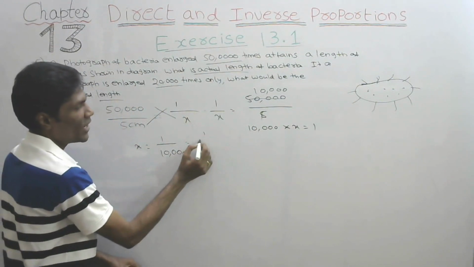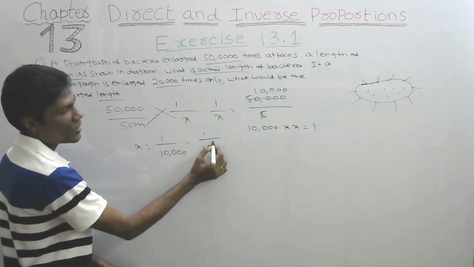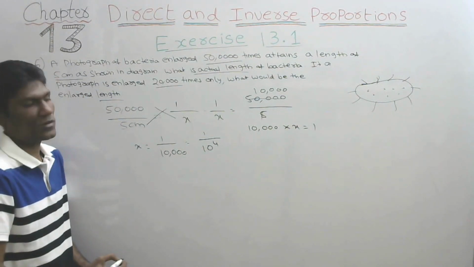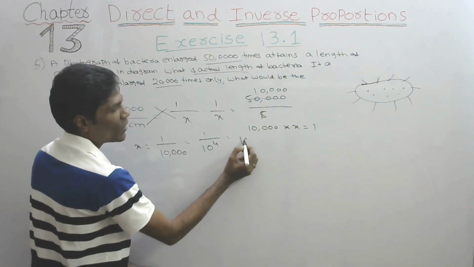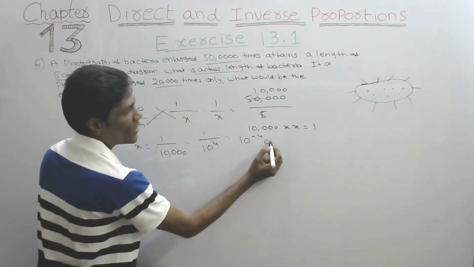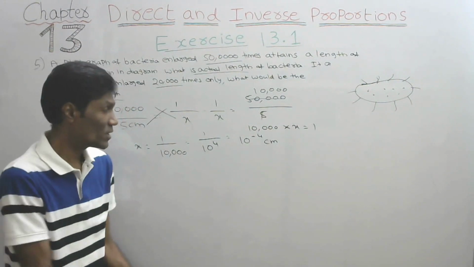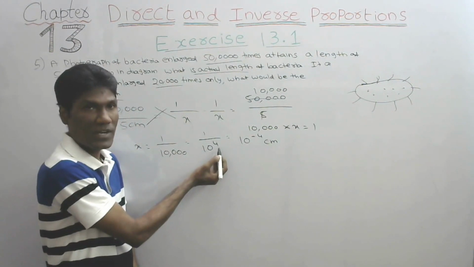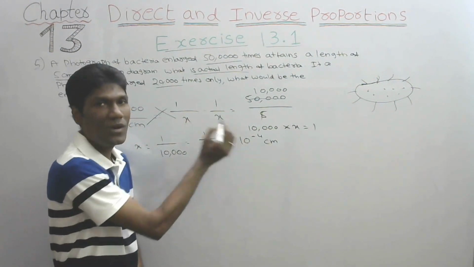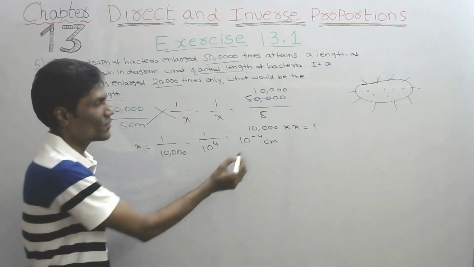So this is 1 by 10 to the power of 4, 4 zeros. Or we can write it as 10 to the power of minus 4 centimeters. We have already learned in powers and exponents, when the power is in the denominator, when it goes above, it will change to negative symbol. This is the first one.